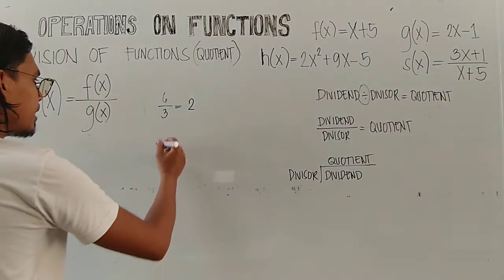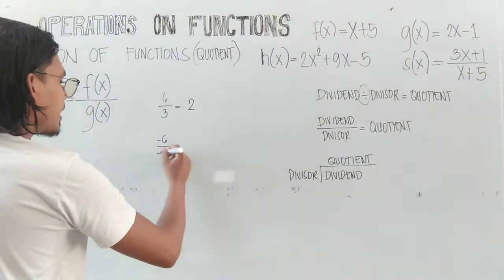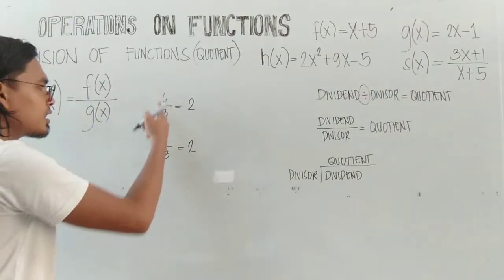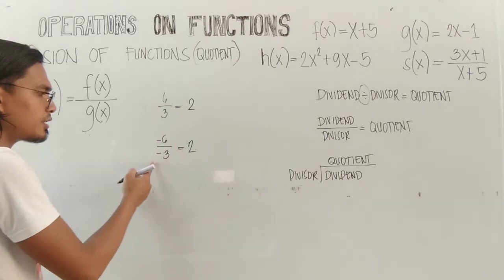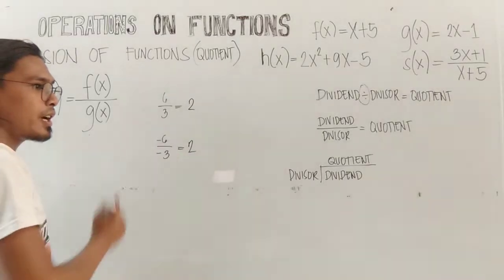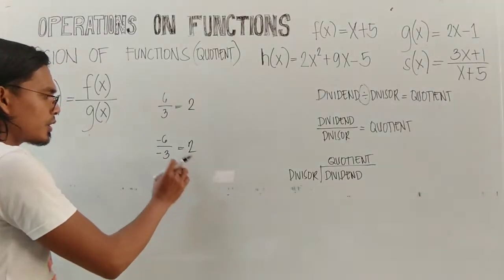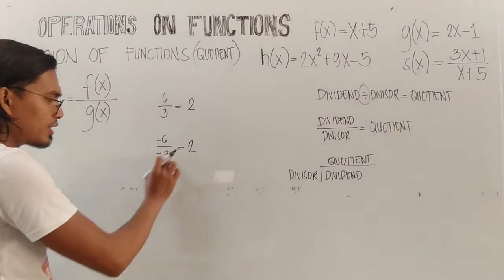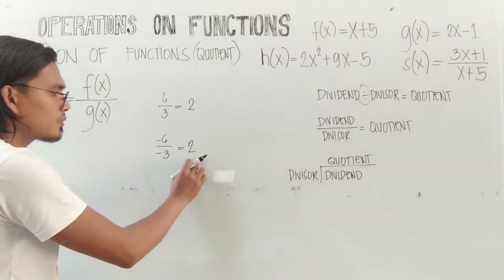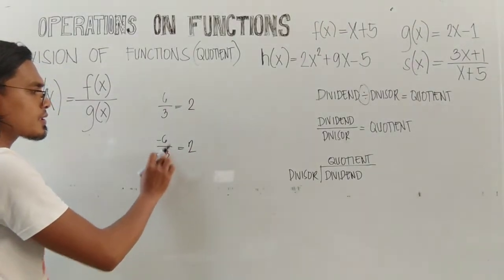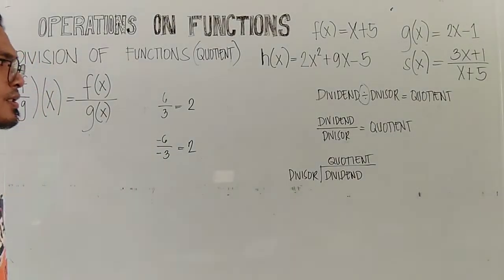Next example, we have negative 6 divided by negative 3 equals positive 2. Again, negative and negative give positive. Like signs will get you a positive quotient. To check, 2 times negative 3 equals, of course, negative 6.